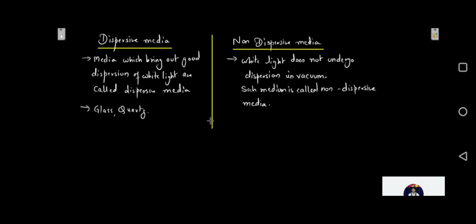So this is all about the basics of dispersion of light. Today we'll stop here, and we will continue with the next part of the chapter in the next class.